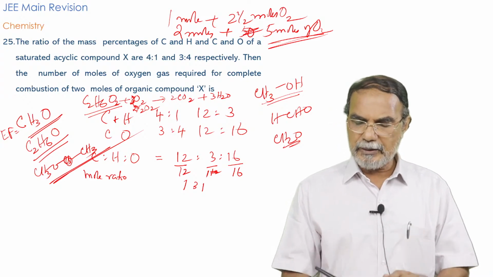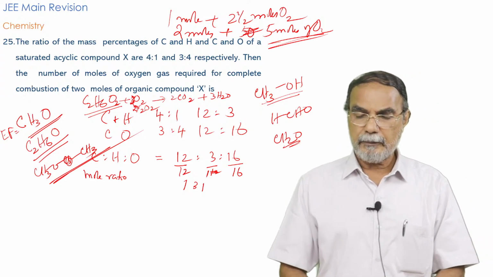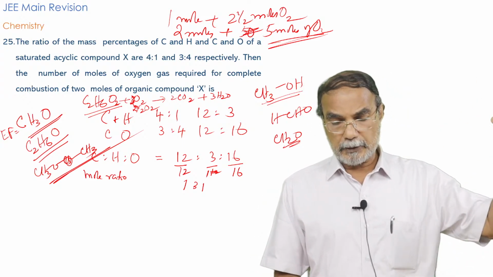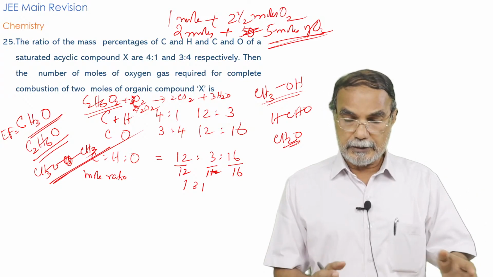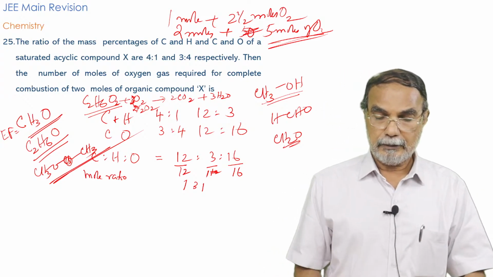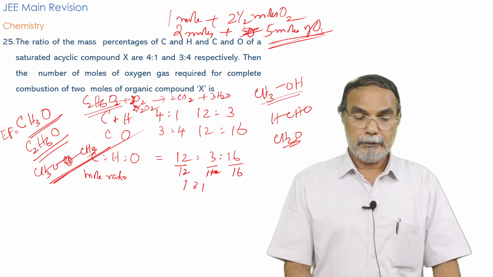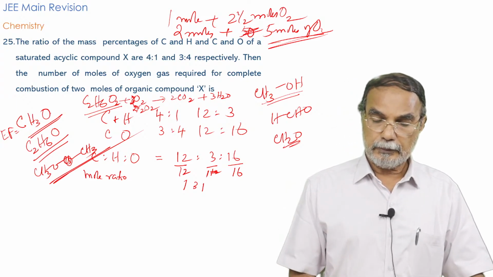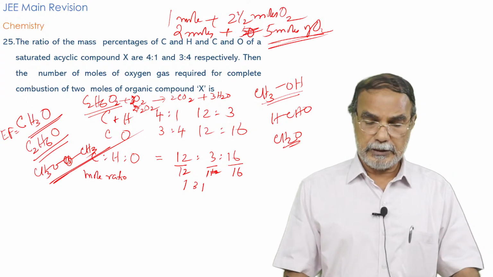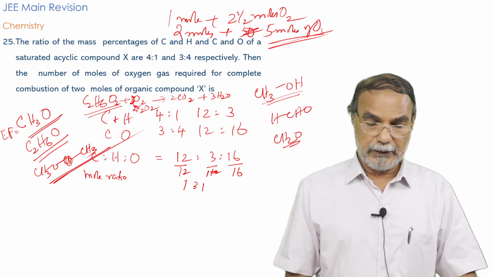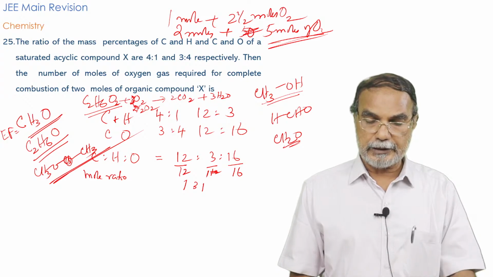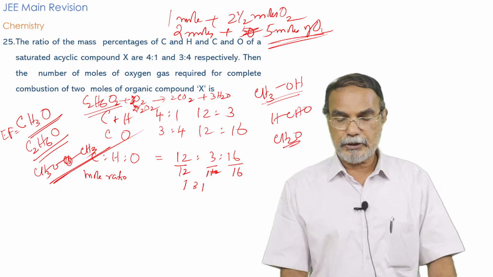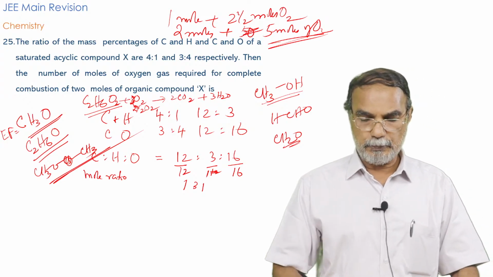It's a question of very simple arithmetic. It may be called a question belonging to the first chapter, basic chemistry, or it is a question equally applicable to calculation of empirical formula and molecular formula of organic compounds. So that is why the question is justifiable in this section as a single digit answer question. So it's very simple, easily solved.